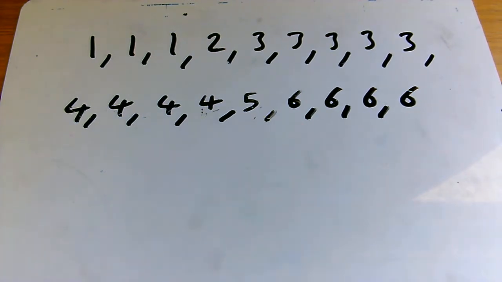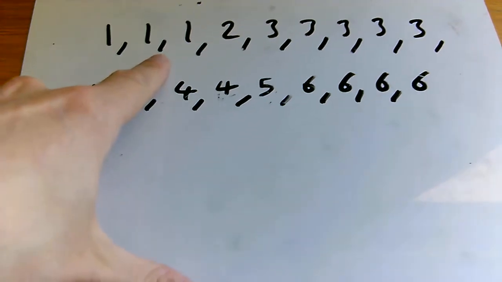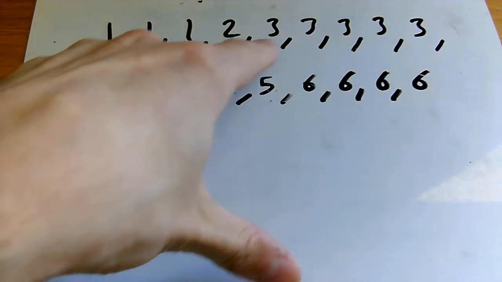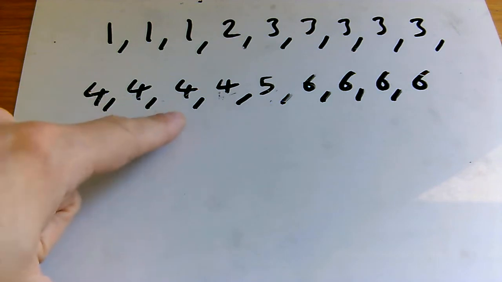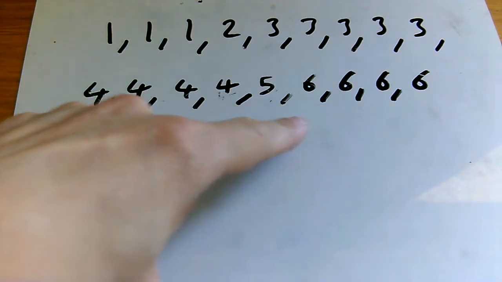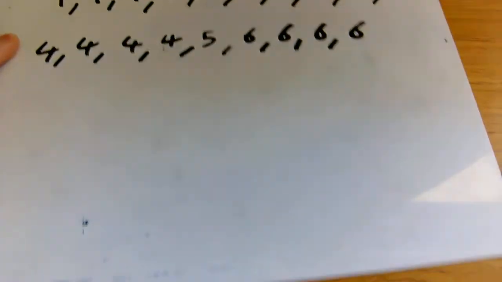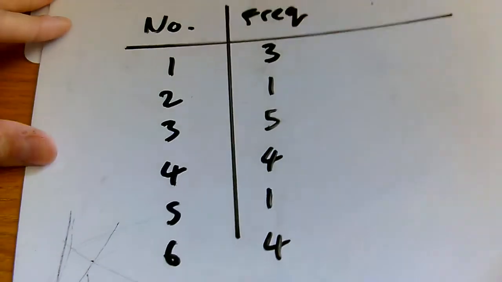A frequency table is just saying how many of each thing you have. So how frequently does each number appear? So the ones appear 3 times, so the frequency of ones is 3. There's 1 two, there's 5 threes, 4 fours, 1 five and 4 sixes. So those are the frequencies. So you can put that into a table that looks like this.